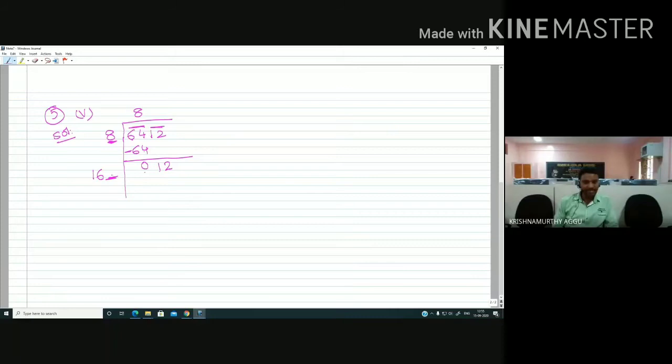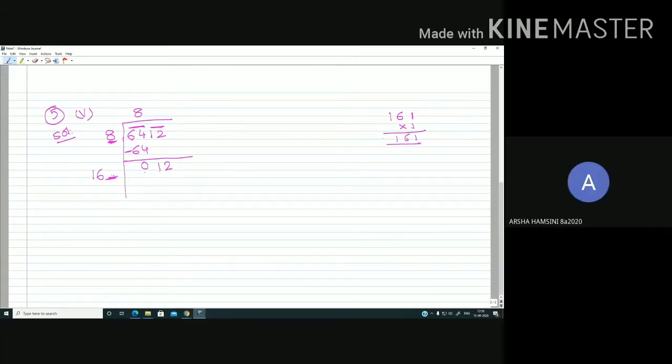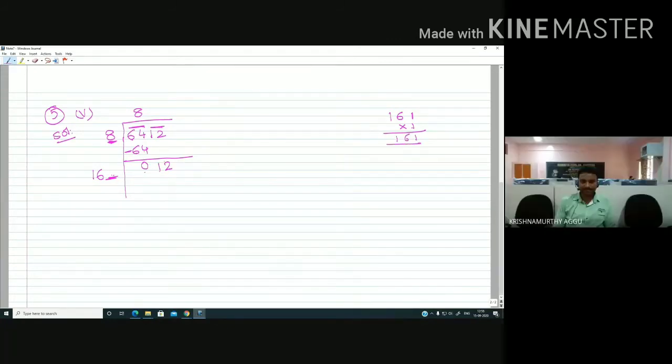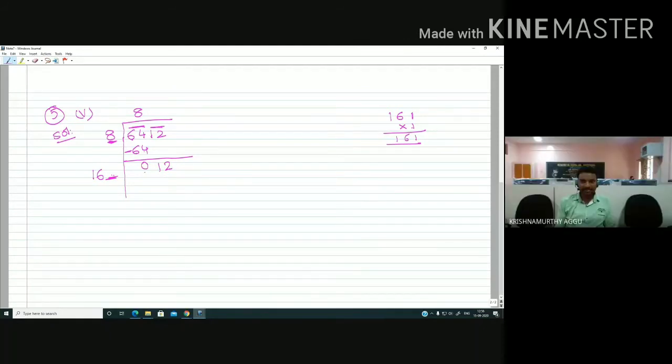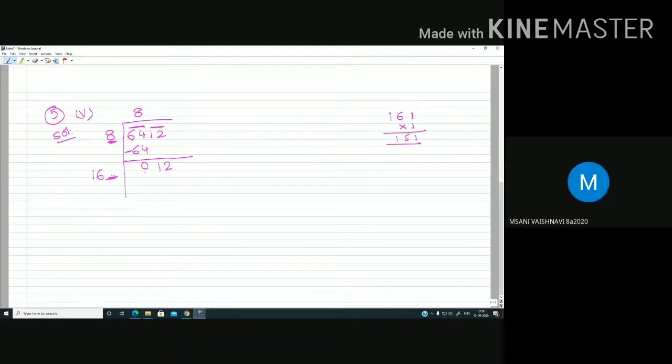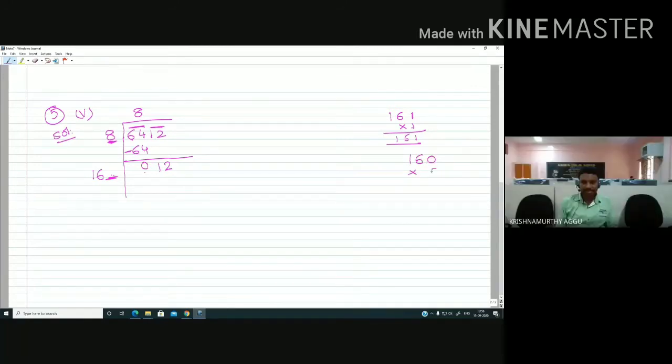In the blank, whichever digit you select, with that only you have to multiply. For example, after 16, if you place 1, with 1 only you should multiply: 1 times 1, 6, 1. You are getting 161. But here it is 12, so it is crossing that. If you select 1 only, it is crossing 12. If you select 2, 3, 4 also, it will be more than 161. So we should take what? 0. Yes, 0 is to be selected.